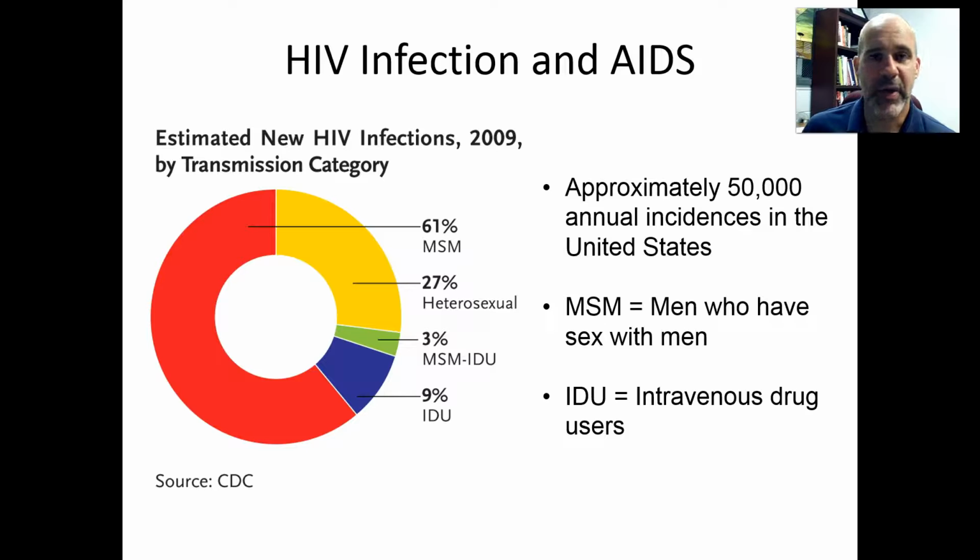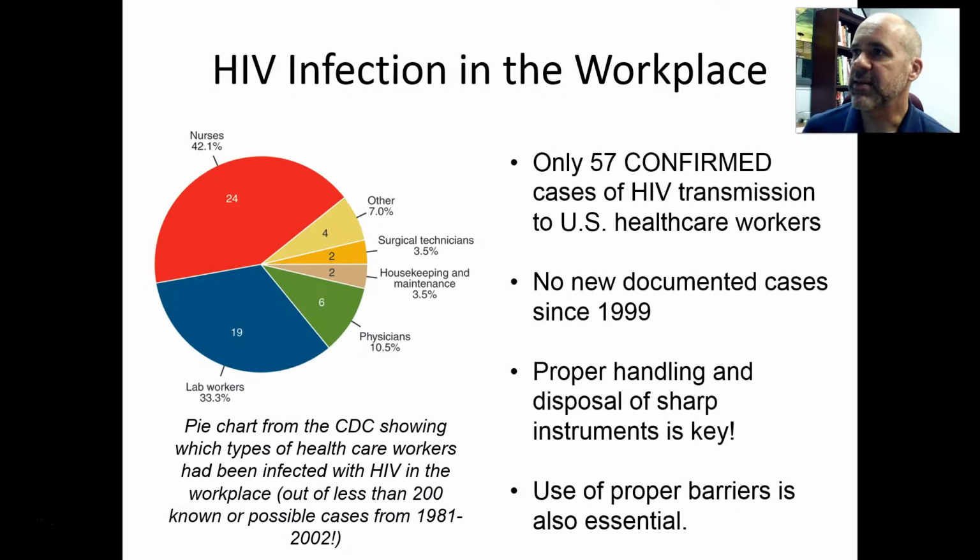In spite of all that we know about the precautions you should take, the availability of these antiretroviral drugs, there are still people who get this. 61% acquire HIV through MSM, that's men having sex with other men. 27% through heterosexual contact. 3% are men having sex with other men and also intravenous drug users, so that maybe they don't know how it was transmitted. And 9% get it through intravenous drug use, sharing of needles. So that's kind of an overview of how HIV is transmitted in the United States these days.